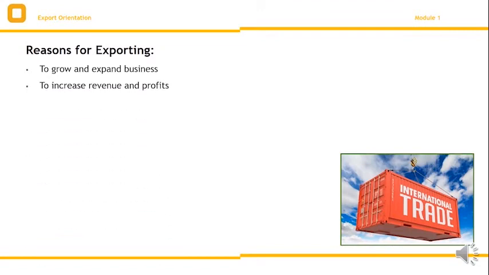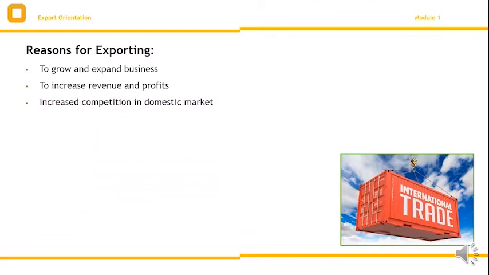Another reason for exporting is to increase revenue as well as profits. Remember, you are increasing the number of customers, meaning that you are increasing your sales, which in turn could lead to increased profits for your business.